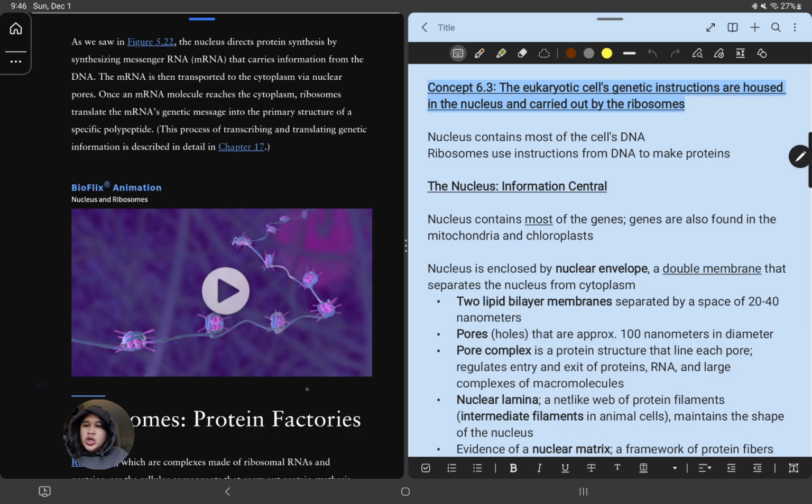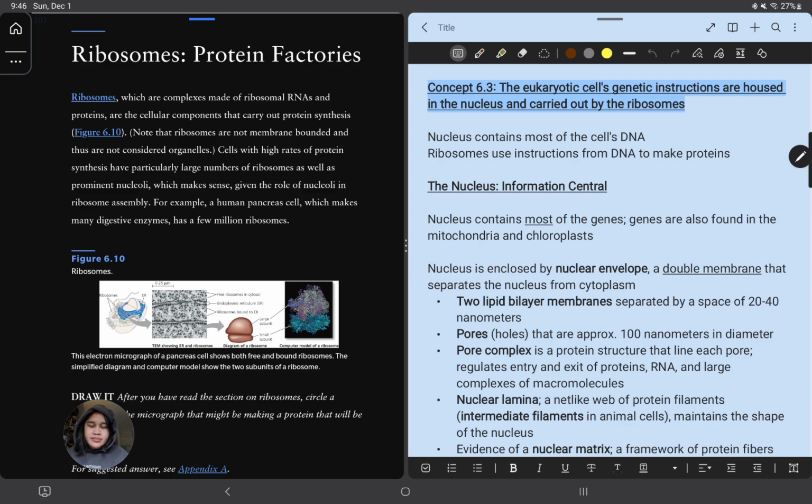The mRNA is then transported to the cytoplasm via nuclear pores. Once an mRNA molecule reaches the cytoplasm, ribosomes translate the mRNA's genetic message into a primary structure of a specific polypeptide. Remember, the primary structure of a polypeptide is the string of amino acids. The string of amino acids that are the primary structure of creating a protein. Okay?